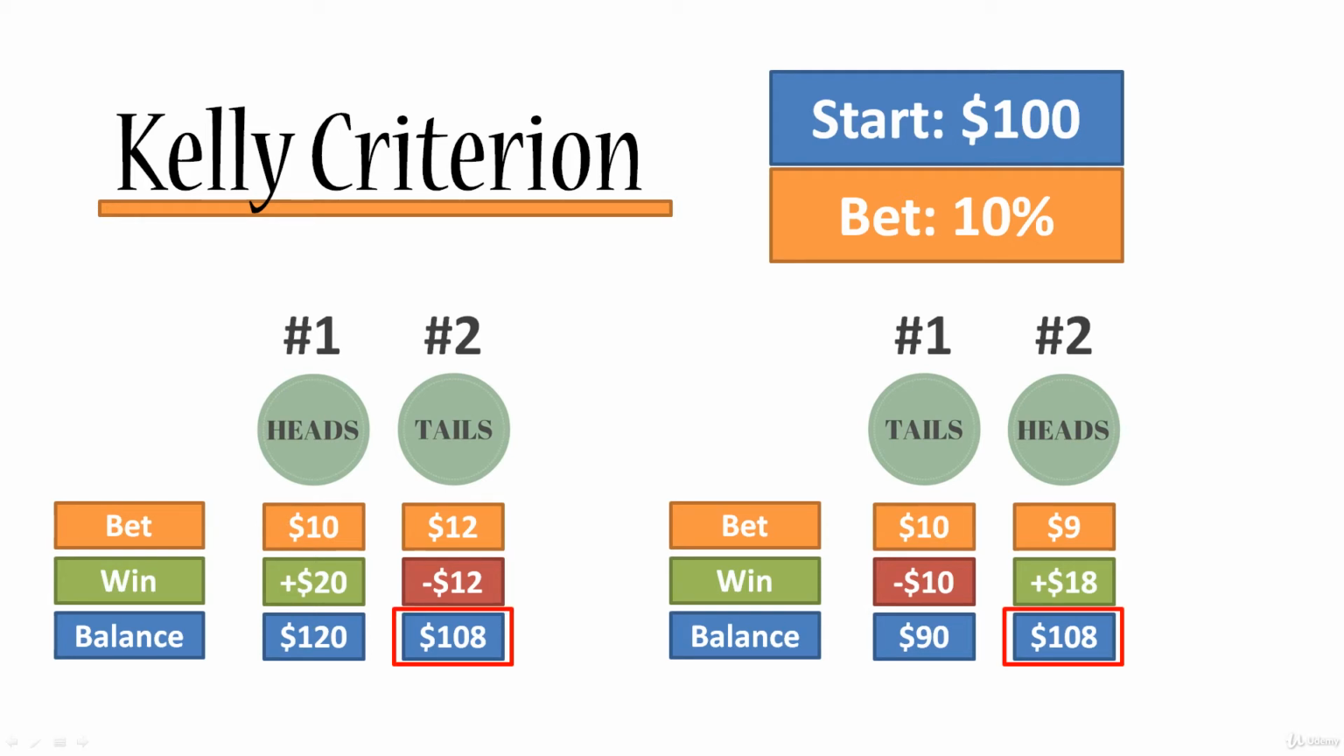So as you can see, in both cases, we've gone from $100 to $108. And it doesn't matter whether it was heads and then tails, or tails and then heads. So this was a simple example of when we only have two tosses. And now we know that in the case of two tosses, order doesn't matter.